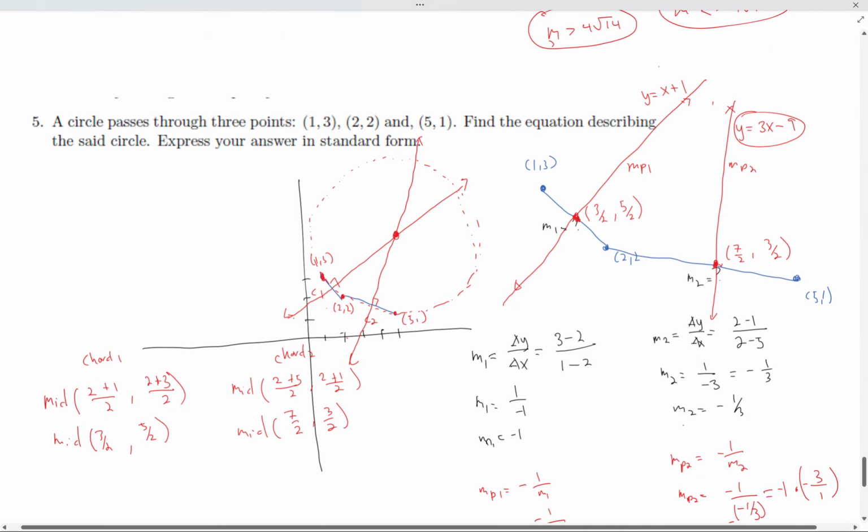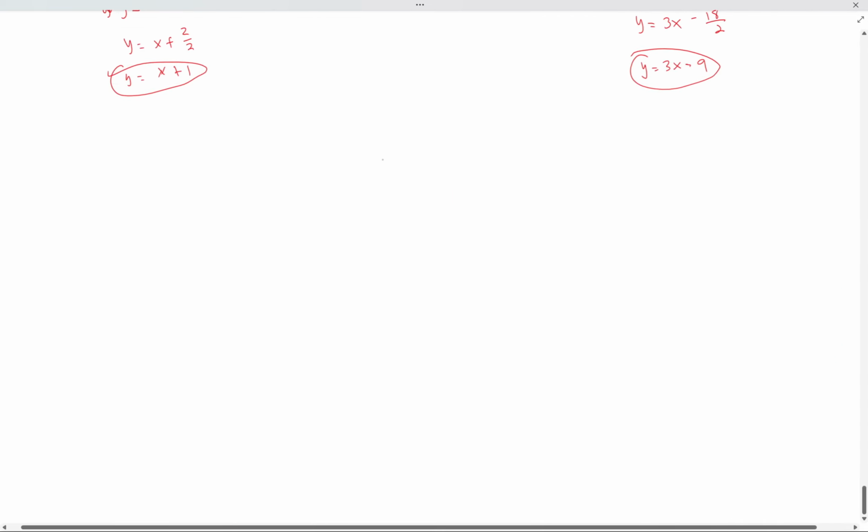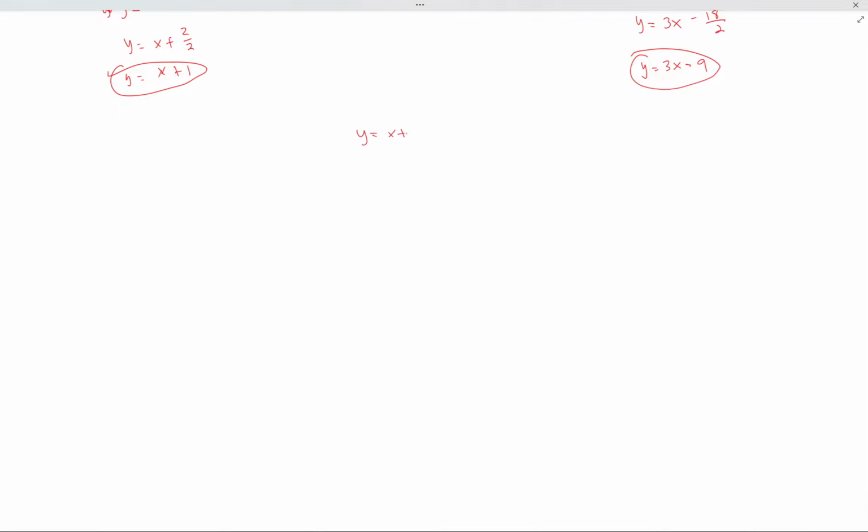Okay, now remember, the center is the intersection of those two lines. By now, we should know how to solve for the intersection of our lines. So really, we just need to intersect y equal to x plus 1 and y equals 3x minus 9. And in order to do so, we just need to eliminate one of the variables and figure out what's left. So let's try subtraction this time.